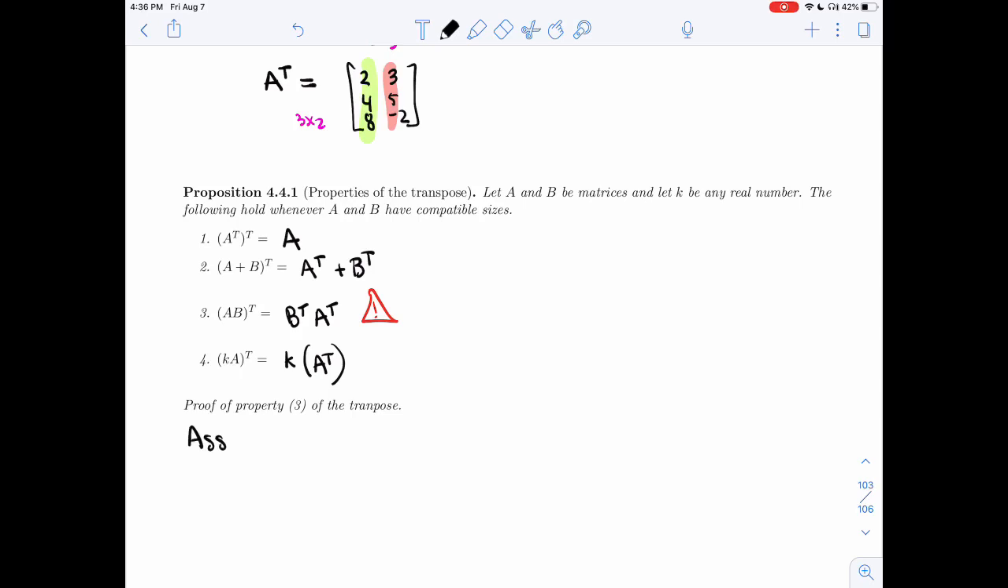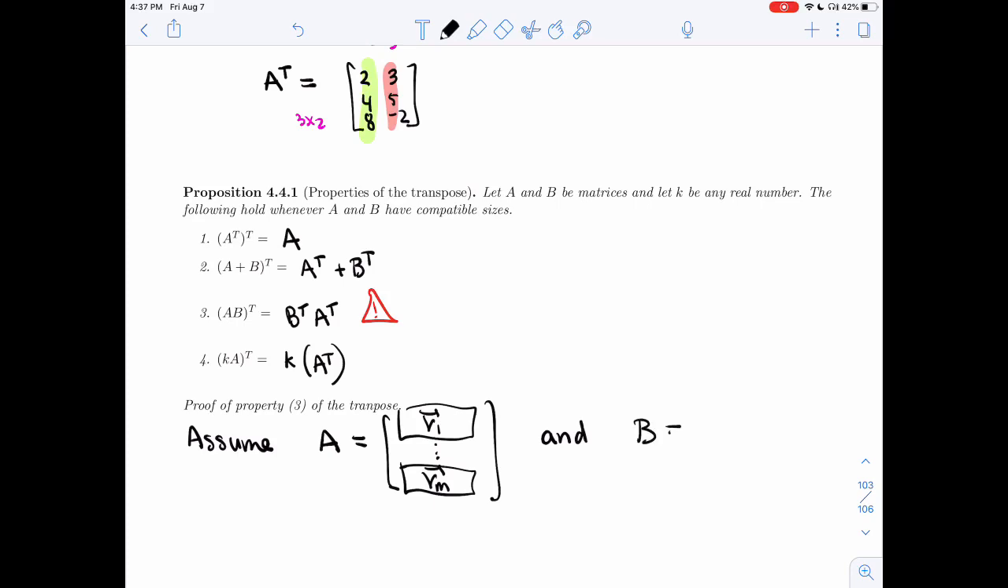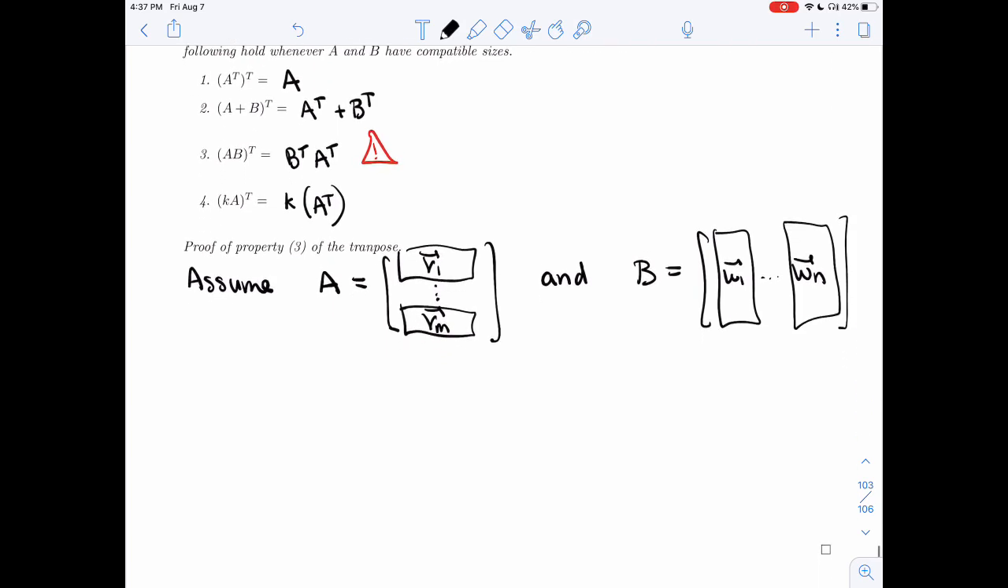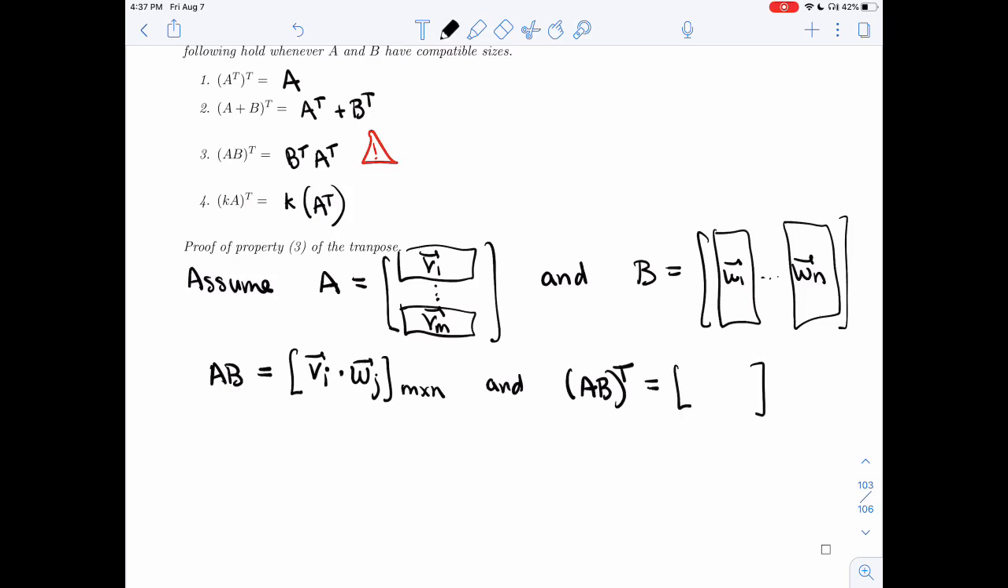Let's say that I have a matrix A, and let's look at it like we did when we defined the product. So let me put up the rows of A are V1 through Vm, and let's say that the columns of B are W1 through Wn, just like we did when we defined the product, because we're looking at the product here. So we know that when we multiply AB, we get the matrix V_i dot W_j, m by n. And so if I take the transpose of this, I will get, remember when you take the transpose, you flip the size and you flip i and j.